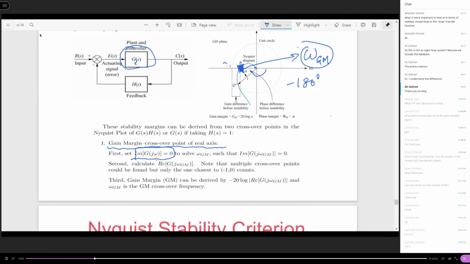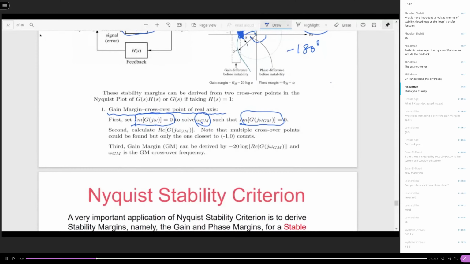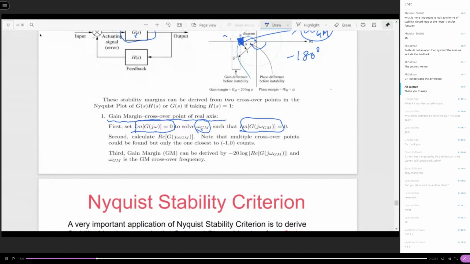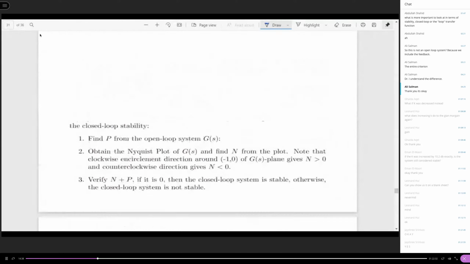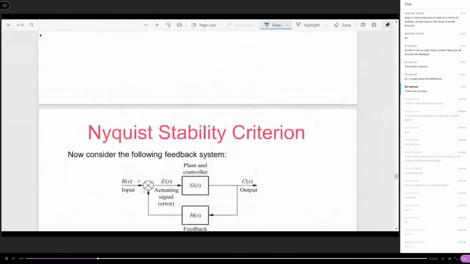So we use this condition to find the value of omega GM, the gain margin crossover frequency. This frequency makes the imaginary part equal to 0. If you know the expression of G(j omega), later on we're going to show you an example, you can easily find its imaginary part. Remember, in the example before, we had this case.